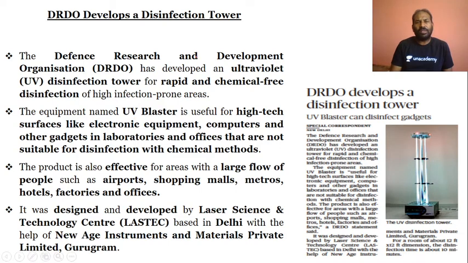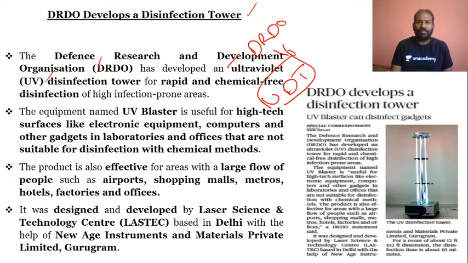And you have another one in regards to DRDO developing a disinfection tower. So the Defence Research and Development Organisation has developed what? An ultraviolet disinfection tower. So who has developed this? It is DRDO. Again, for the prelims point of view.